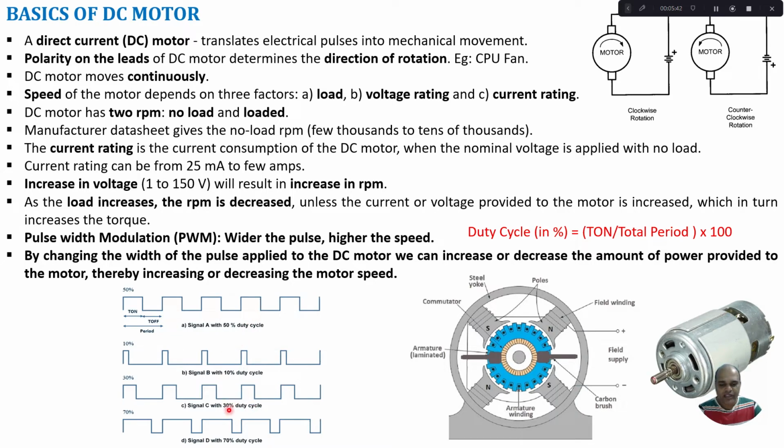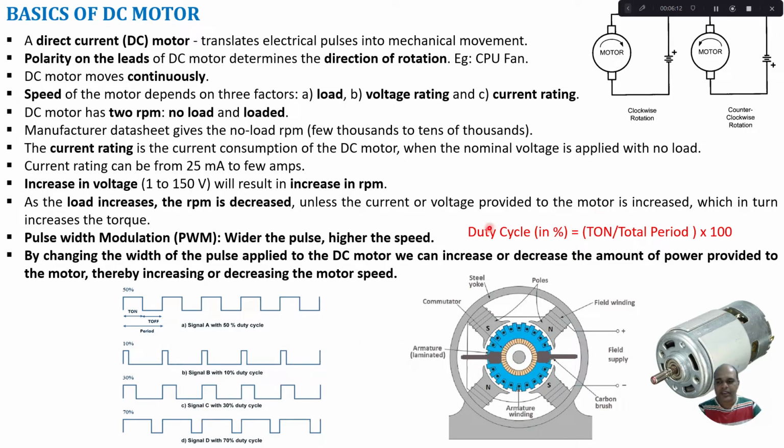Same way for 30% duty cycle, out of the total time period, only for 30% of the time we have on time, and the remaining 70% we have off time. So the amount of energy delivered is only 30% of the total energy given to the motor. Same way for 70% duty cycle. So by varying the on time of a pulse, the amount of energy delivered to a DC motor is going to change. So thereby the speed of the DC motor can be varied.